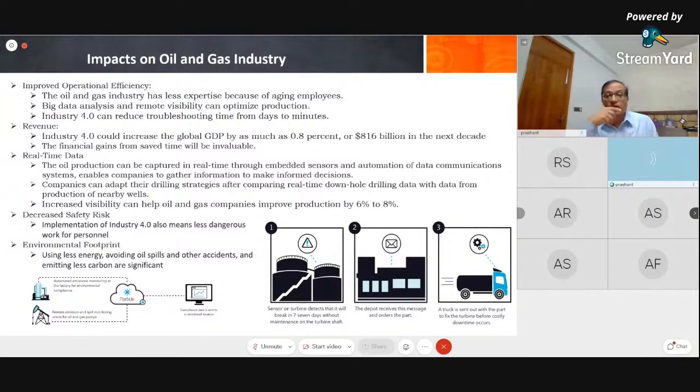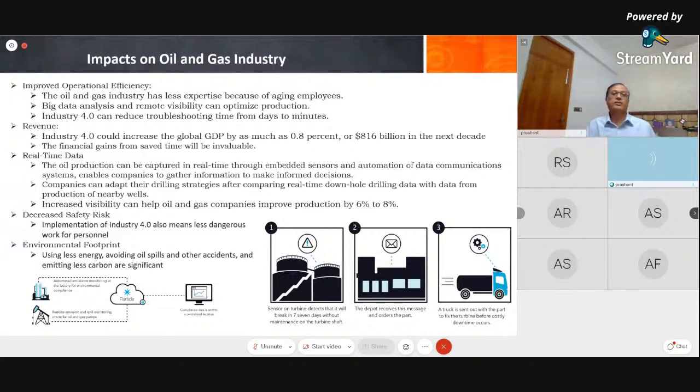With the help of big data analysis and remote visibility, you can optimize your processes. These oil and gas industries have a lot of troubleshooting. For instance, augmented reality can be used to maintain their equipment at far-off sites, because normally exploration sites are very far from civilization, and they need such techniques to troubleshoot their problems.